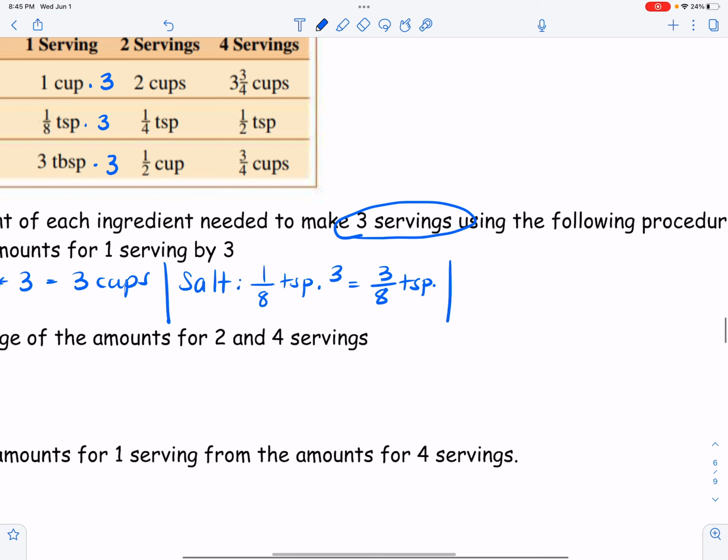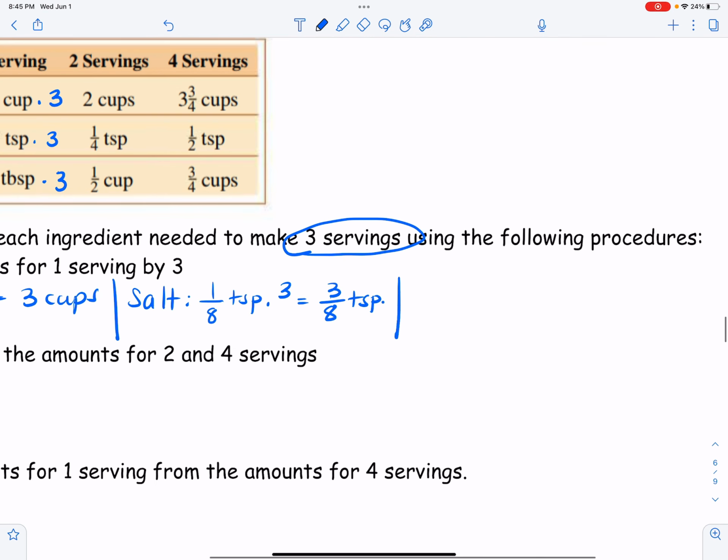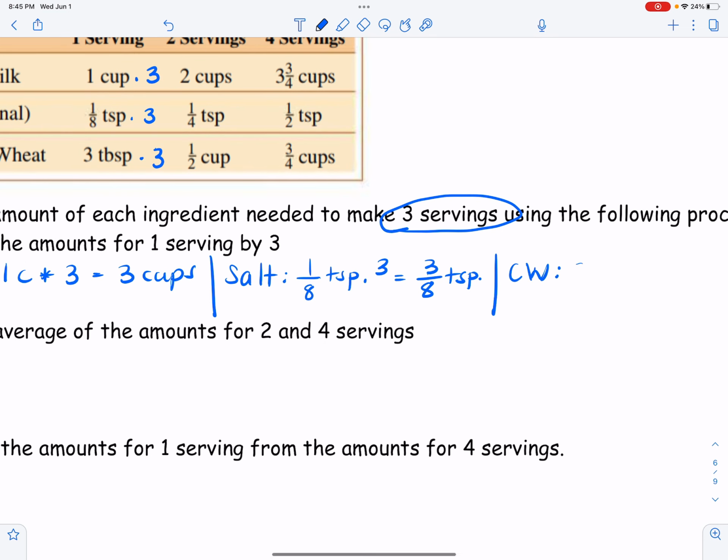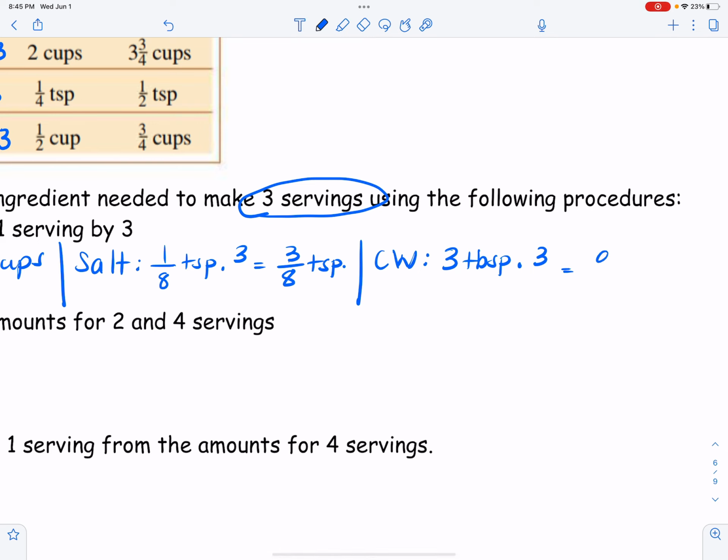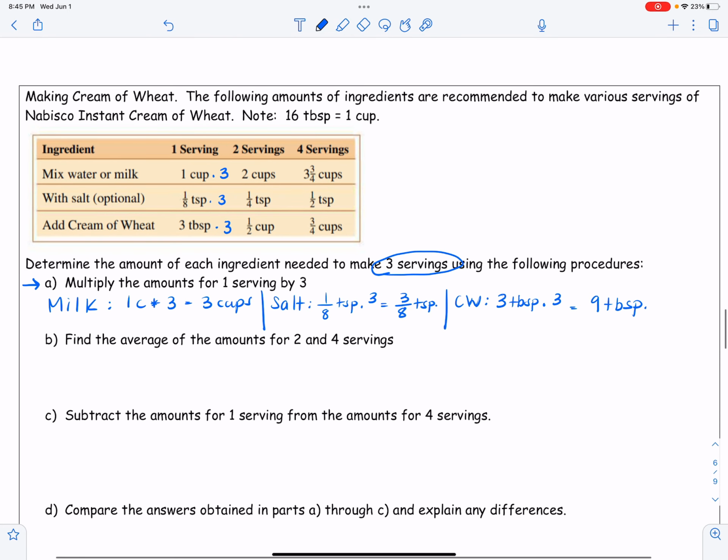And then lastly, the amount of cream of wheat. For 1 serving, it's 3 tablespoons. I'm going to multiply that by 3, and I would need 9 tablespoons for 3 servings. So that's probably the easiest way to go from 1 serving to 3, and that's most commonly what I would do, if I were going from 1 to 3. But it's not the only way, so we're going to look at 2 other options and see if we come out with the same thing or if we have any changes.